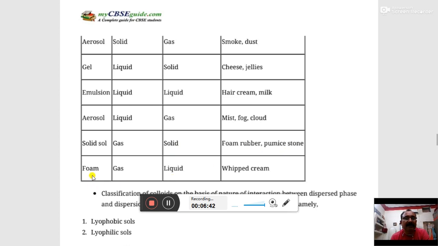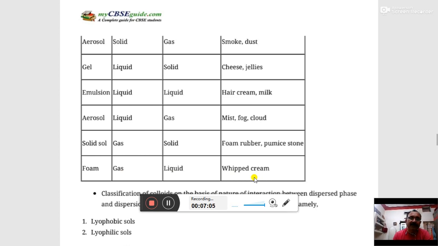We have the next, that is the foam. Foam means the dispersed phase is a gas and the medium is a liquid, just like whipped cream. So those are the nine types of classification according to the different phases of the dispersed phase and dispersion medium.